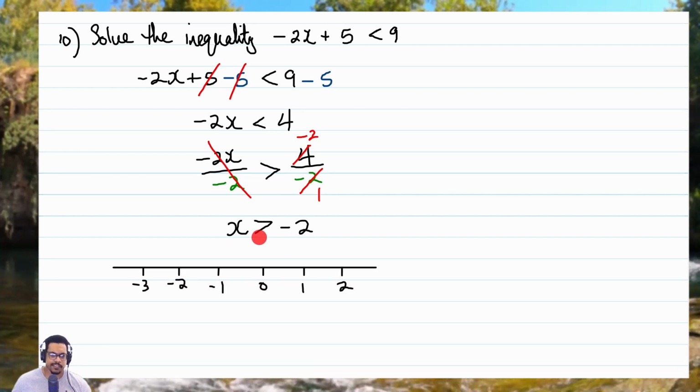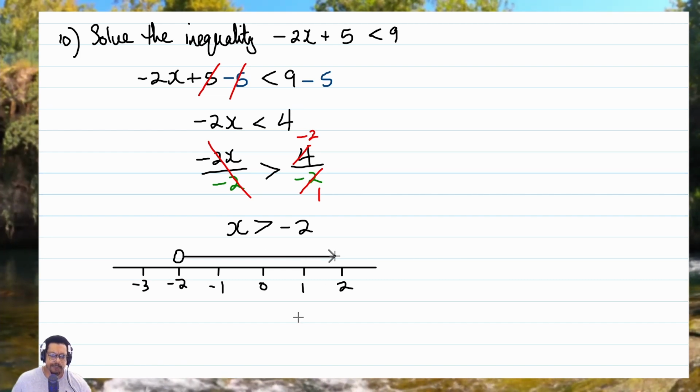Since I have x is more than negative 2, I'll draw my circle above negative 2, and the circle is unshaded because it's just x is more than negative 2. And more than means going towards the right. So I'll draw my arrow going towards the right.